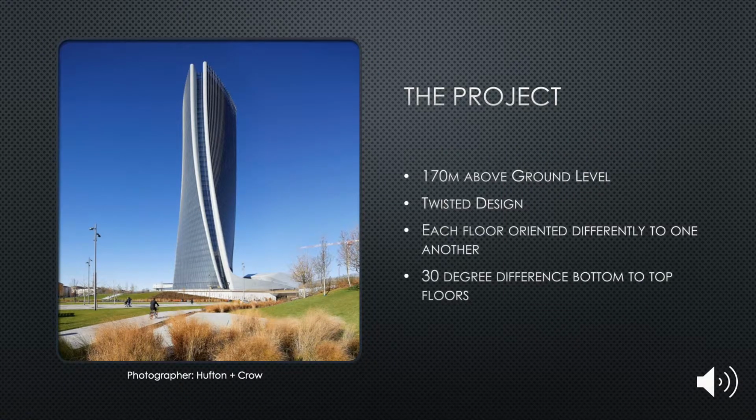The project, the Generali Tower in Milan, is 170 metres above the ground level and 185 metres above the foundation level, with a floor area of 70 metres squared. It has a twisted design where each of the floors has a different dimension and orientation to one another, and the difference between the bottom and the top of the building is around 30 degrees, as you can see from the image on the slideshow currently.